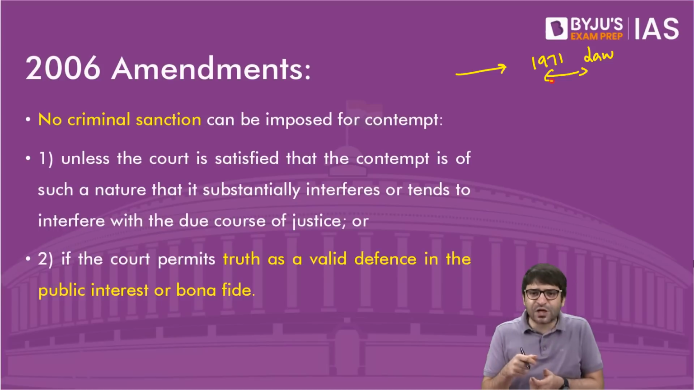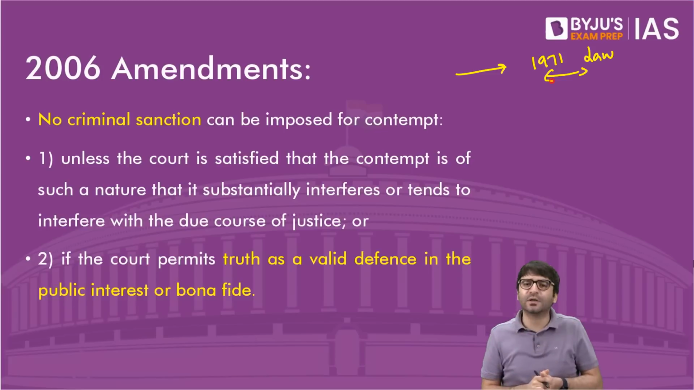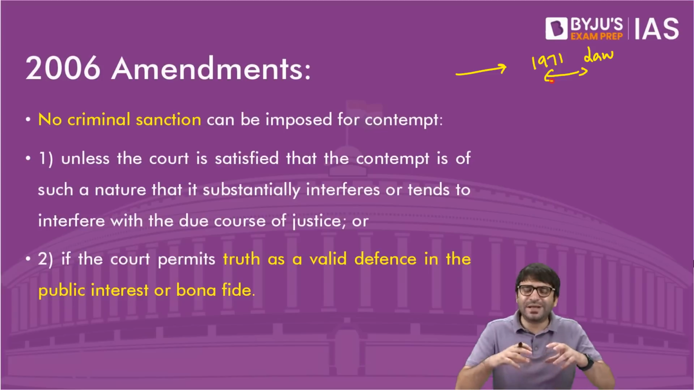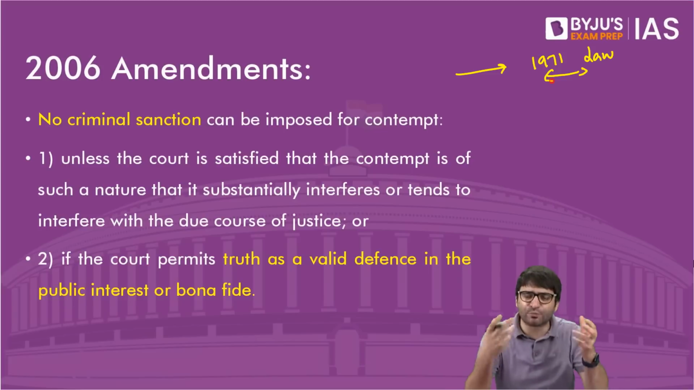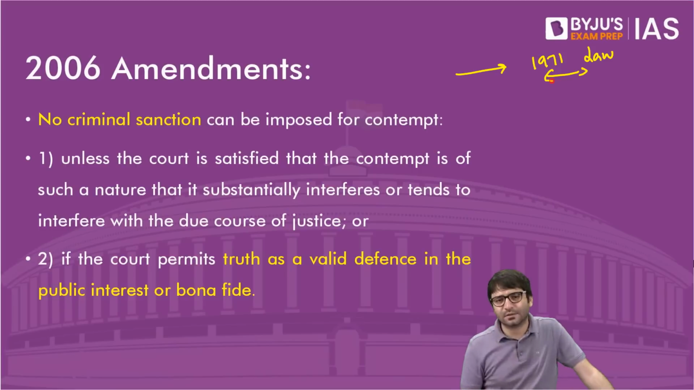You don't agree with this judgment, you write in your article, I don't agree with this judgment, the court will say you are committing contempt of court. How can you say we don't agree with this judgment? You are scandalizing the court. Which basically means then no honest criticism of the Supreme Court can ever take place.